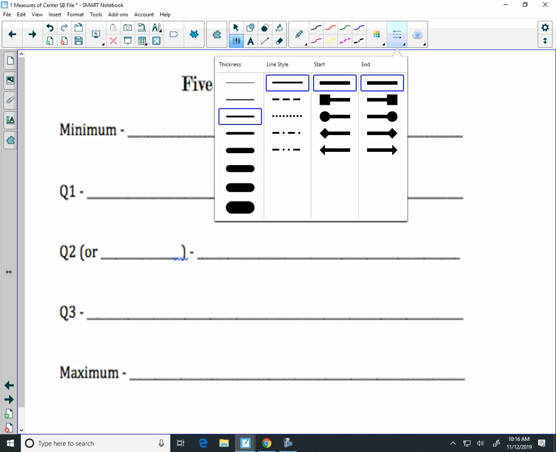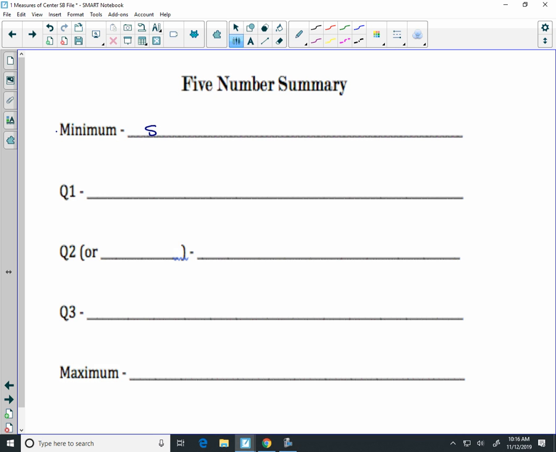So in our 5-number summary, we're going to have 5 numbers. I like it when things are what they sound like. We're going to have a minimum, which is our smallest piece of data. Our quartile 1, Q1, is our 25th percentile, or 25% of data falls at or below.